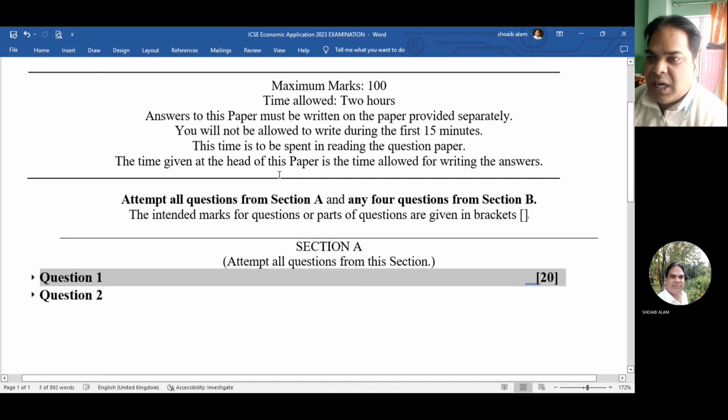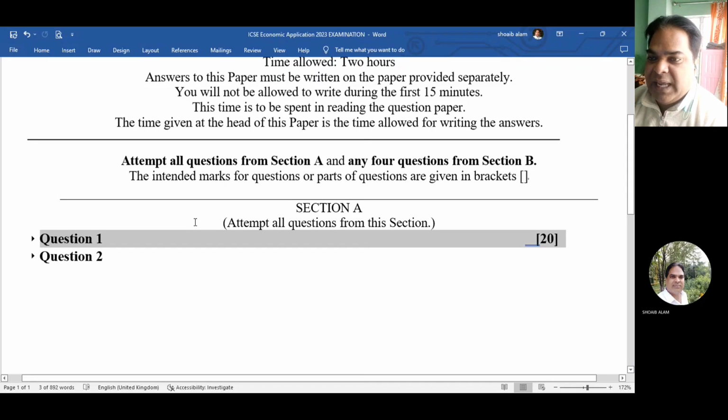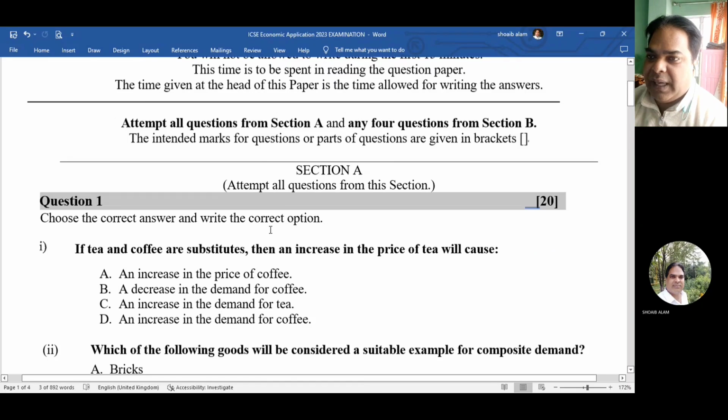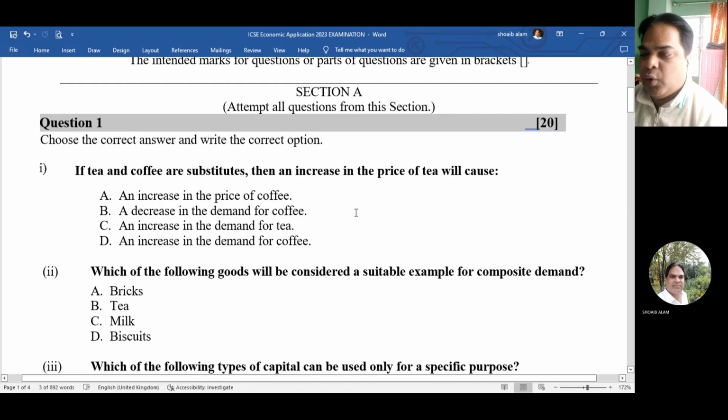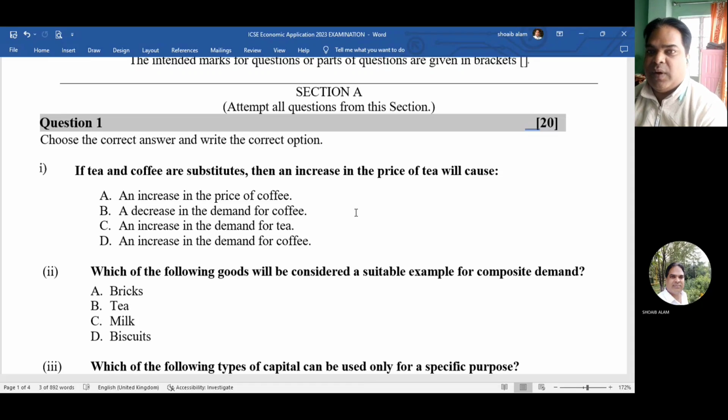The maximum marks is 100 and all the sections are compulsory. We have to attempt all questions from Section A and any four questions from Section B. So today we'll go through Section A. Let us see what all questions are there. It is MCQ, and a total of 20 questions will be here in the form of MCQ, and you have to choose the correct answers wisely. So let's begin with it.